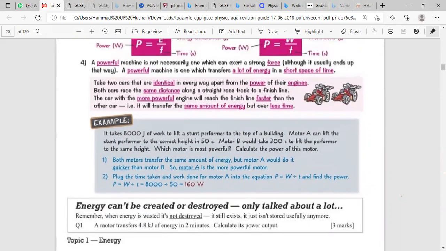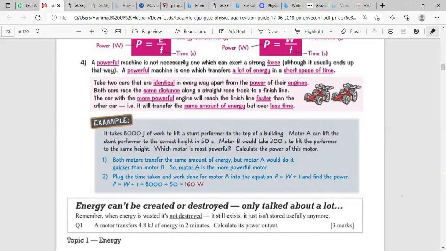There is an example. It takes 800 joules of work to lift a stunt performer to the top of a building. Motor A can lift the stunt performer to the correct height in 50 seconds. Motor B would take 300 seconds to lift the performer to the same height. Which motor is more powerful?